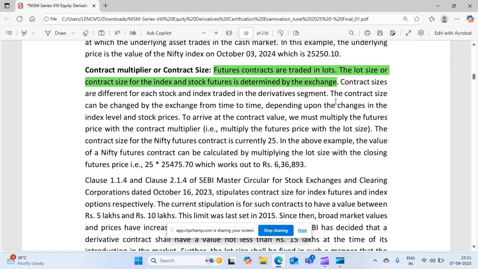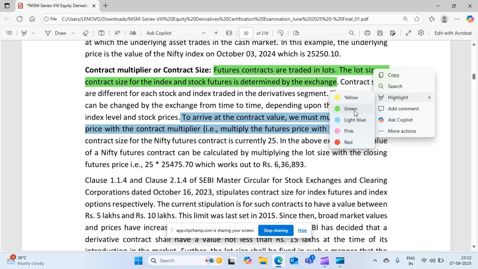The futures contracts are traded in lots. The lot size or the contract size for index and stock futures contracts is decided by the exchange. Contract sizes are different for each stock and index. Contract size can be changed, which is very true. To arrive at the contract value, we must multiply the futures price with the contract multiplier. This is a very important concept that you should not forget.